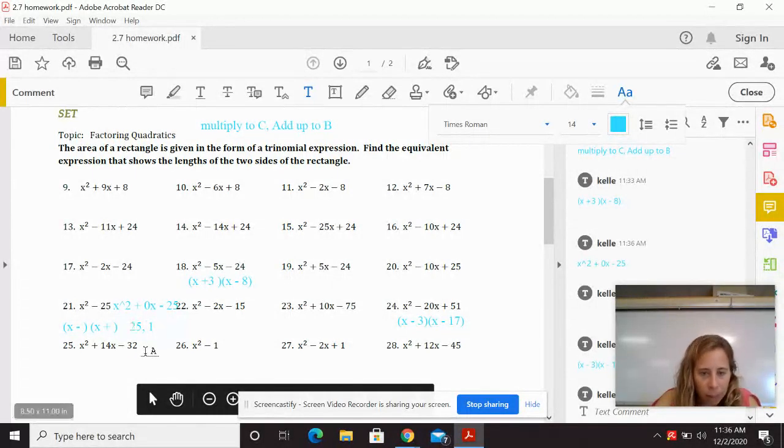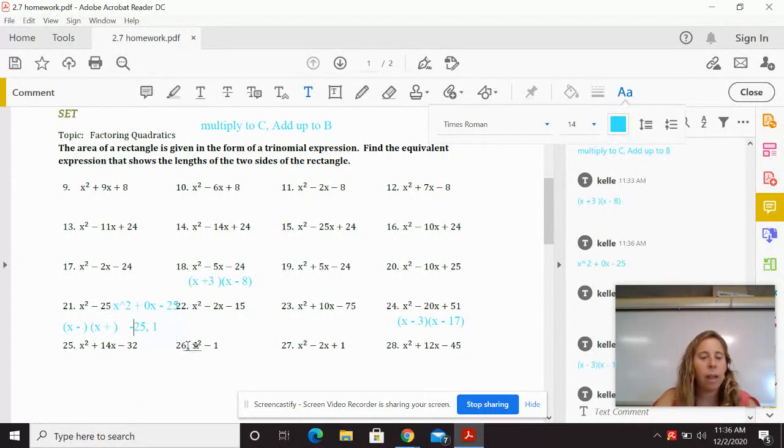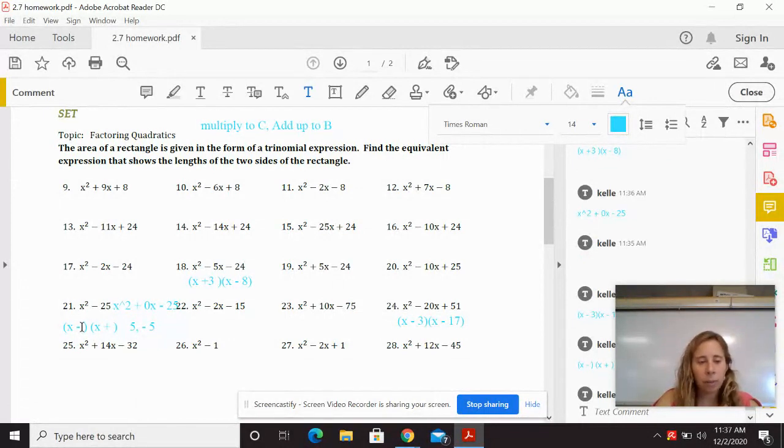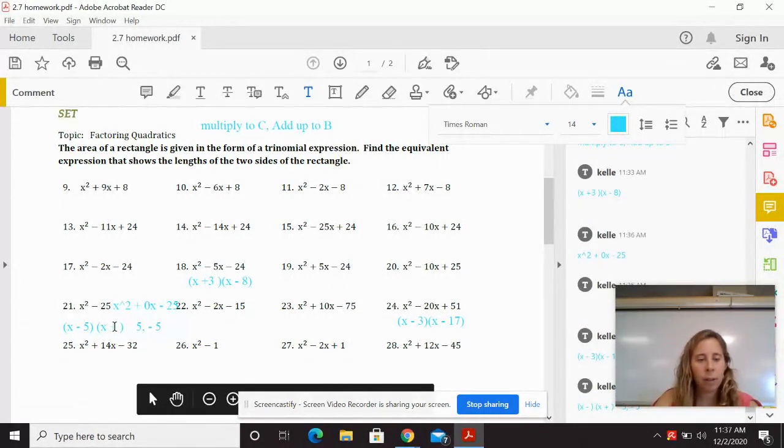One of them has to be negative, so negative 25 times 1 is negative 25. But do those add up to 0? No, they don't. We are looking for 5 and negative 5. 5 times negative 5 is negative 25. Hold on. There we go. And then 5 plus negative 5 is 0. So this is minus 5 and plus 5.